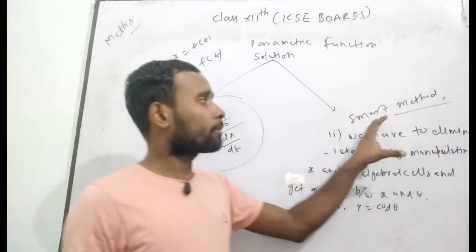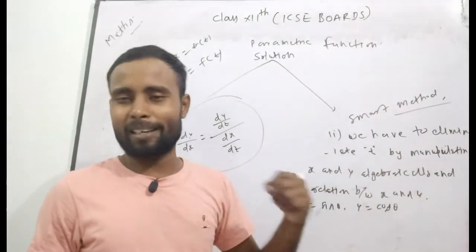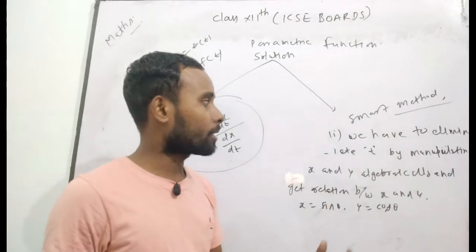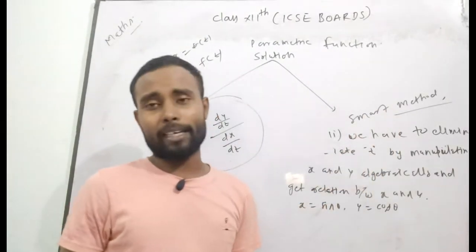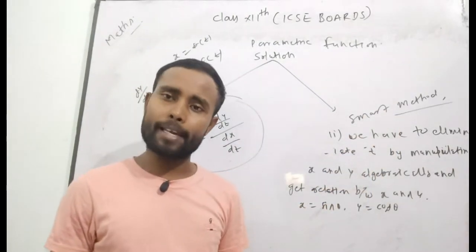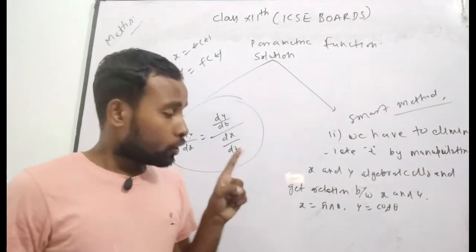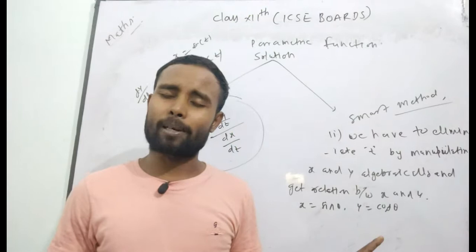But this is a smart method. Well, I take its name from my side, otherwise it is nothing. This is a smart method, and according to this method, you can solve this problem very easily. Now, how can you proceed? I have told you, you have to eliminate the third variable.